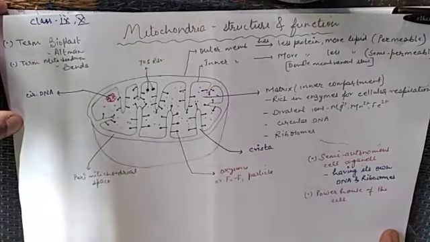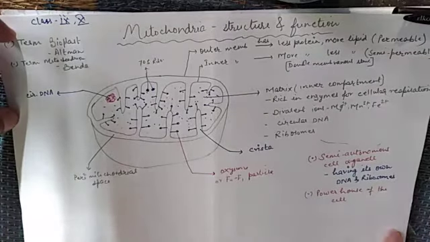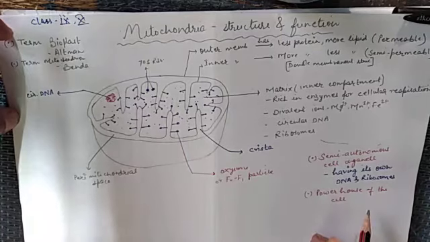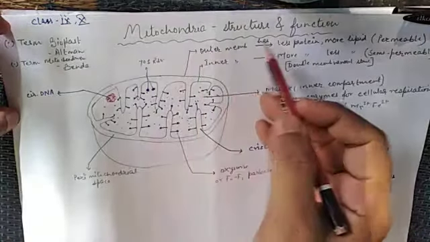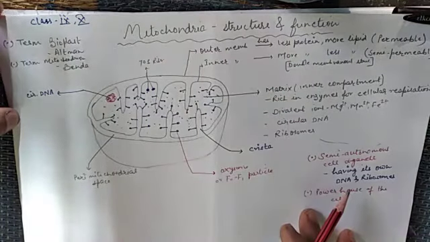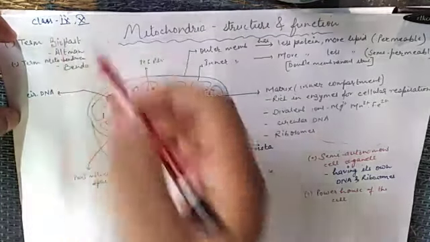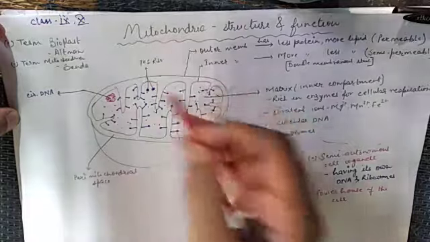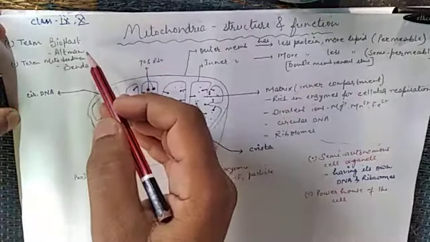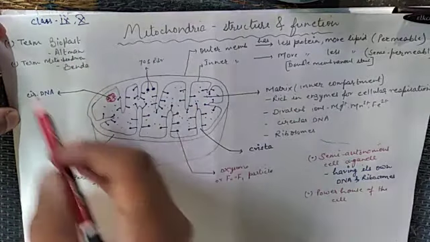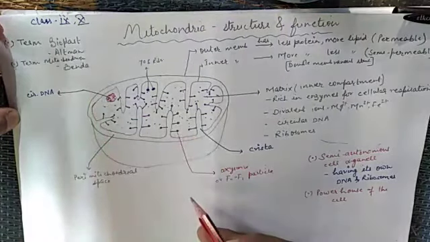Hello class, this is BK Yadav and today we are starting a new topic, that is mitochondria structure and function. This video is very useful for both class 9th and 10th. For mitochondria, the term bioplast was given by Altman, and the term mitochondria was given by Benda.